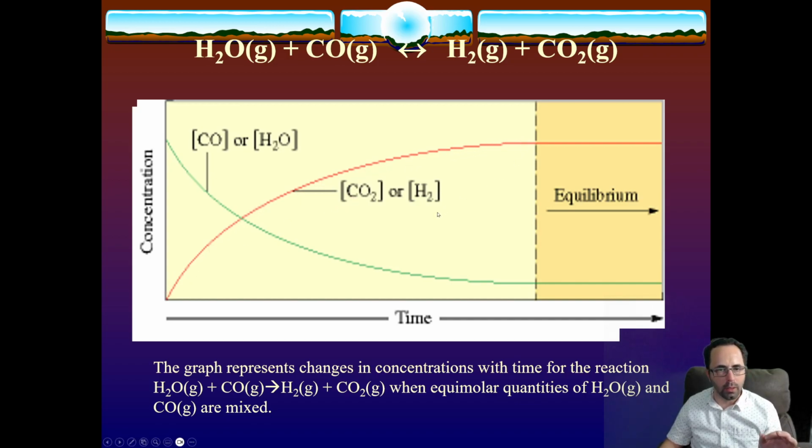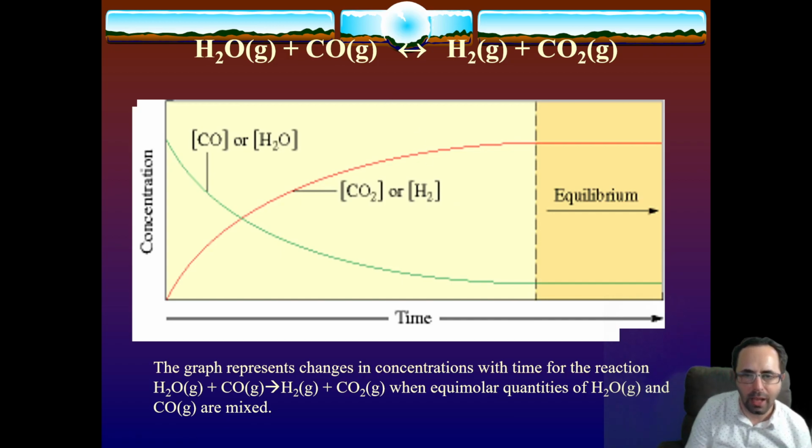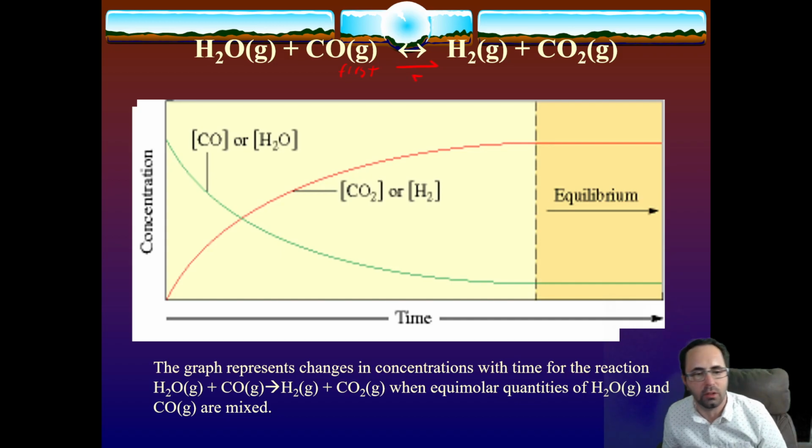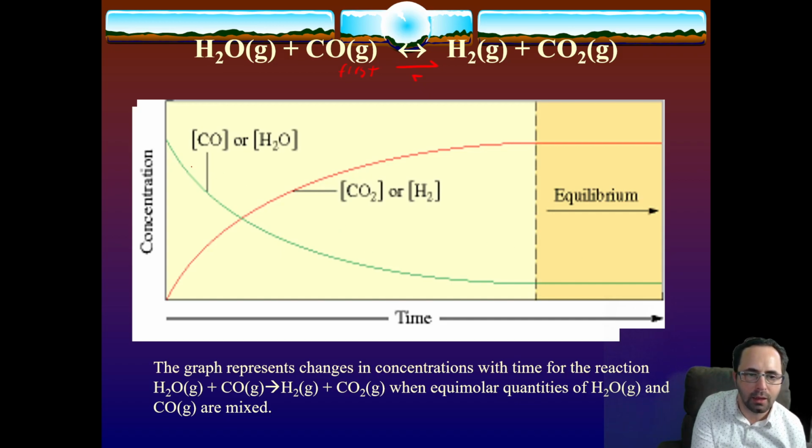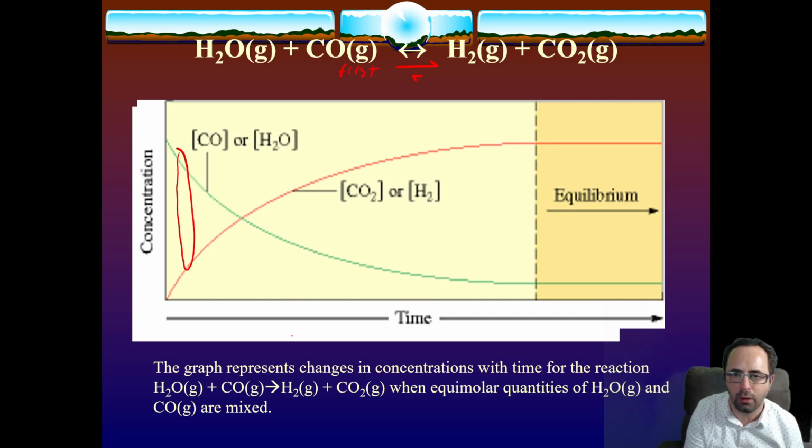Now, at a certain point, the rate at which this reaction is going forward, so let's say at the beginning, this reaction is going very quickly in the forward direction and very slowly in the reverse direction. Let's say we're right here. So we got a lot of products and a lot of reactants and very little products.